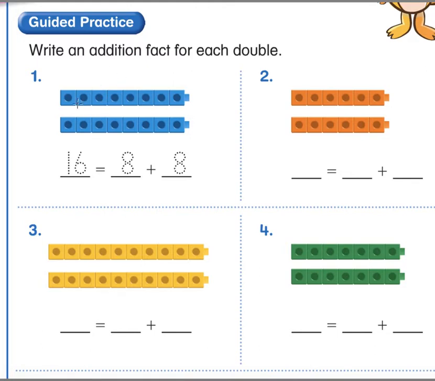I know they kind of did the first one for us, but let's walk through it. I'll show you an easy way to do this. So first, let's count the first row of blocks. 1, 2, 3, 4, 5, 6, 7, and 8. So this one has 8 blocks, right? And they're the exact same length. They are even. So that tells us right away that the bottom also has 8.